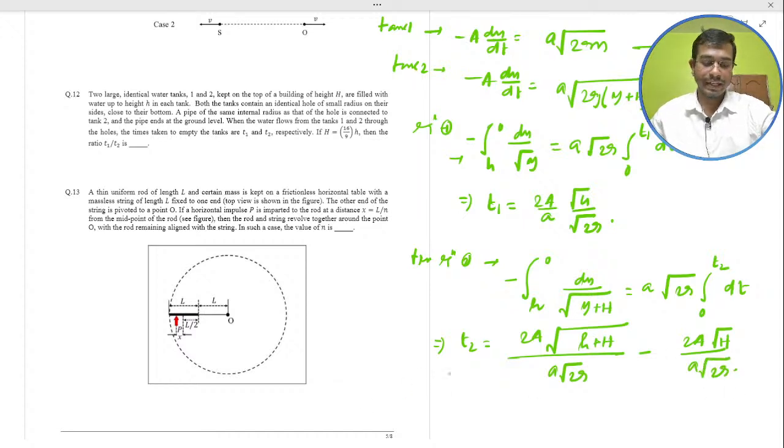Now simple, do the ratio T1 by T2, you would get the value C. C would be the correct answer. T1 by T2 would be the C.